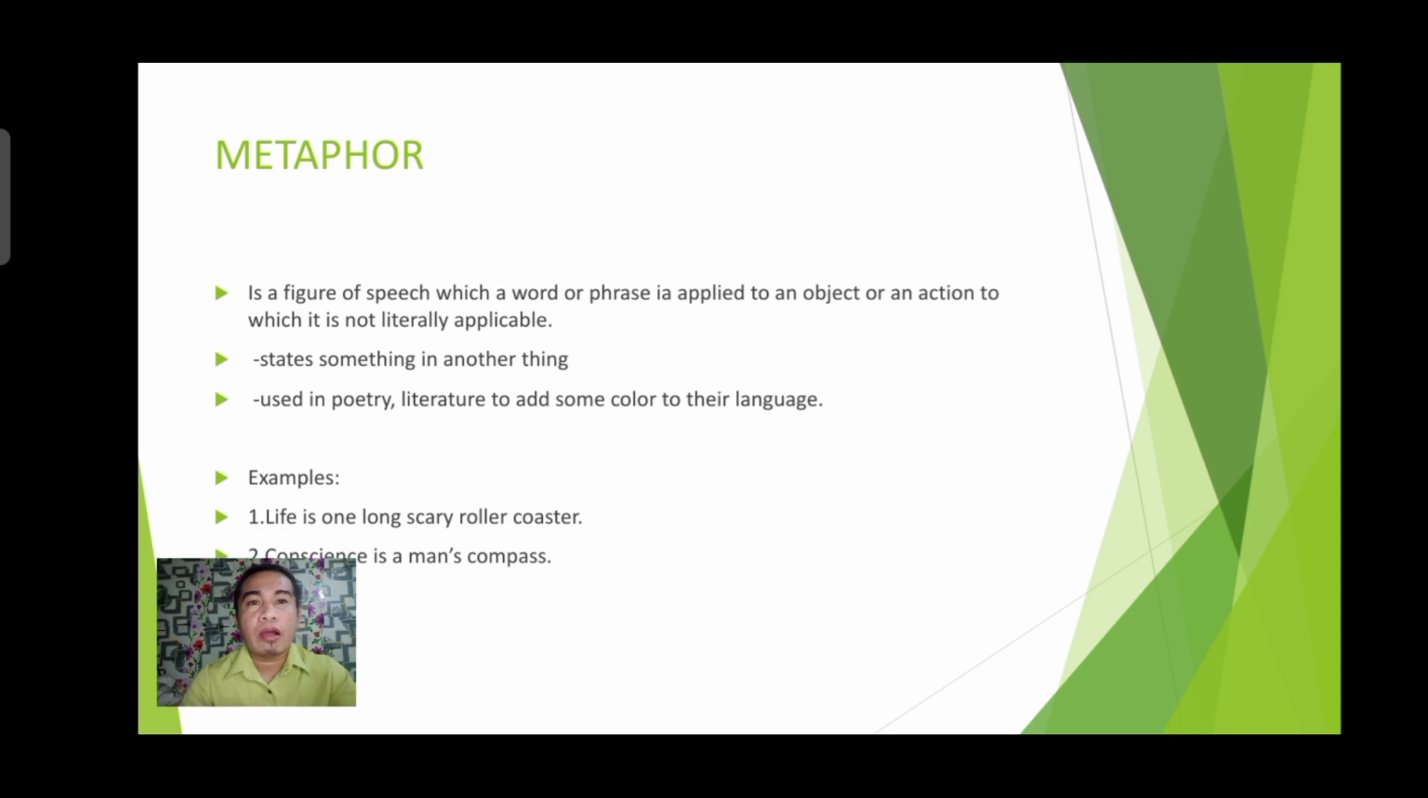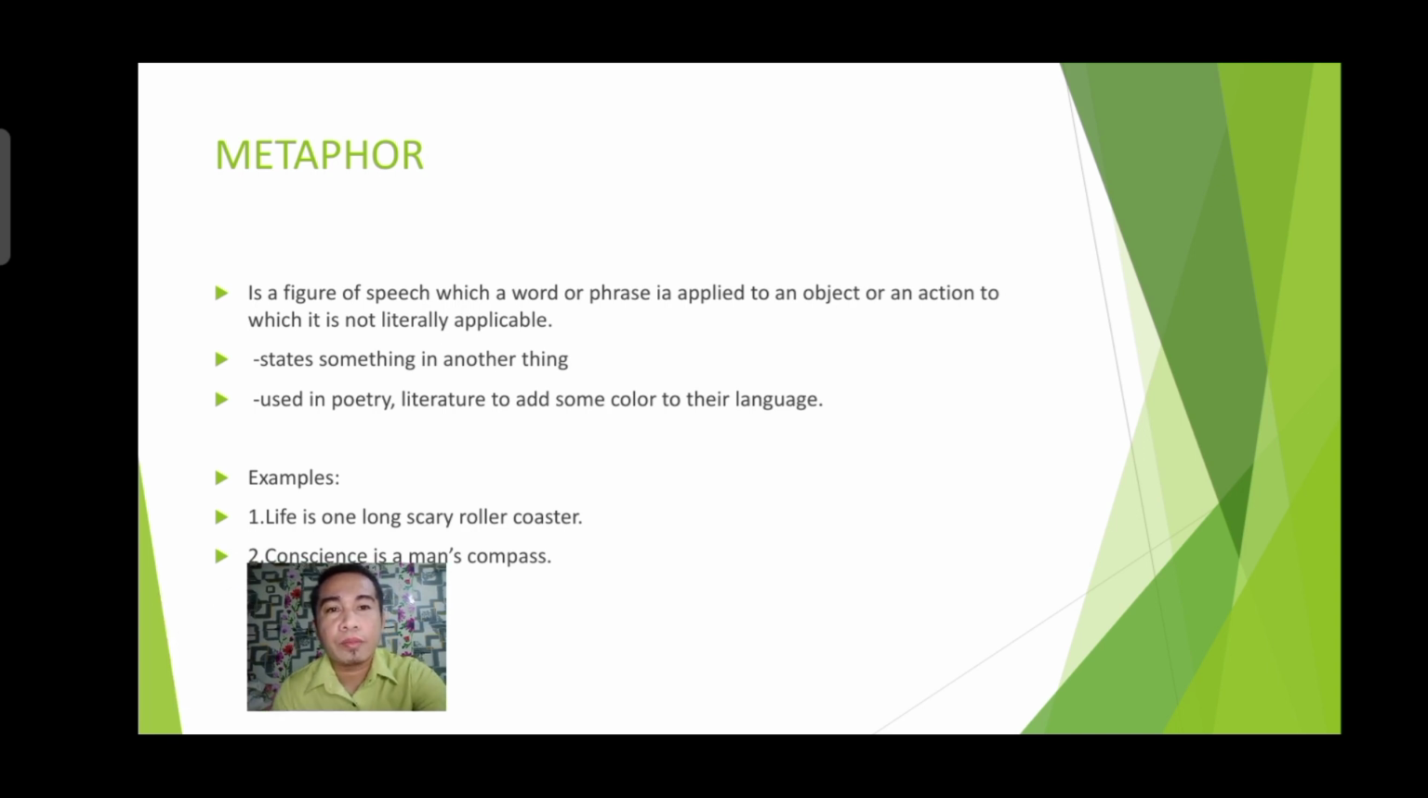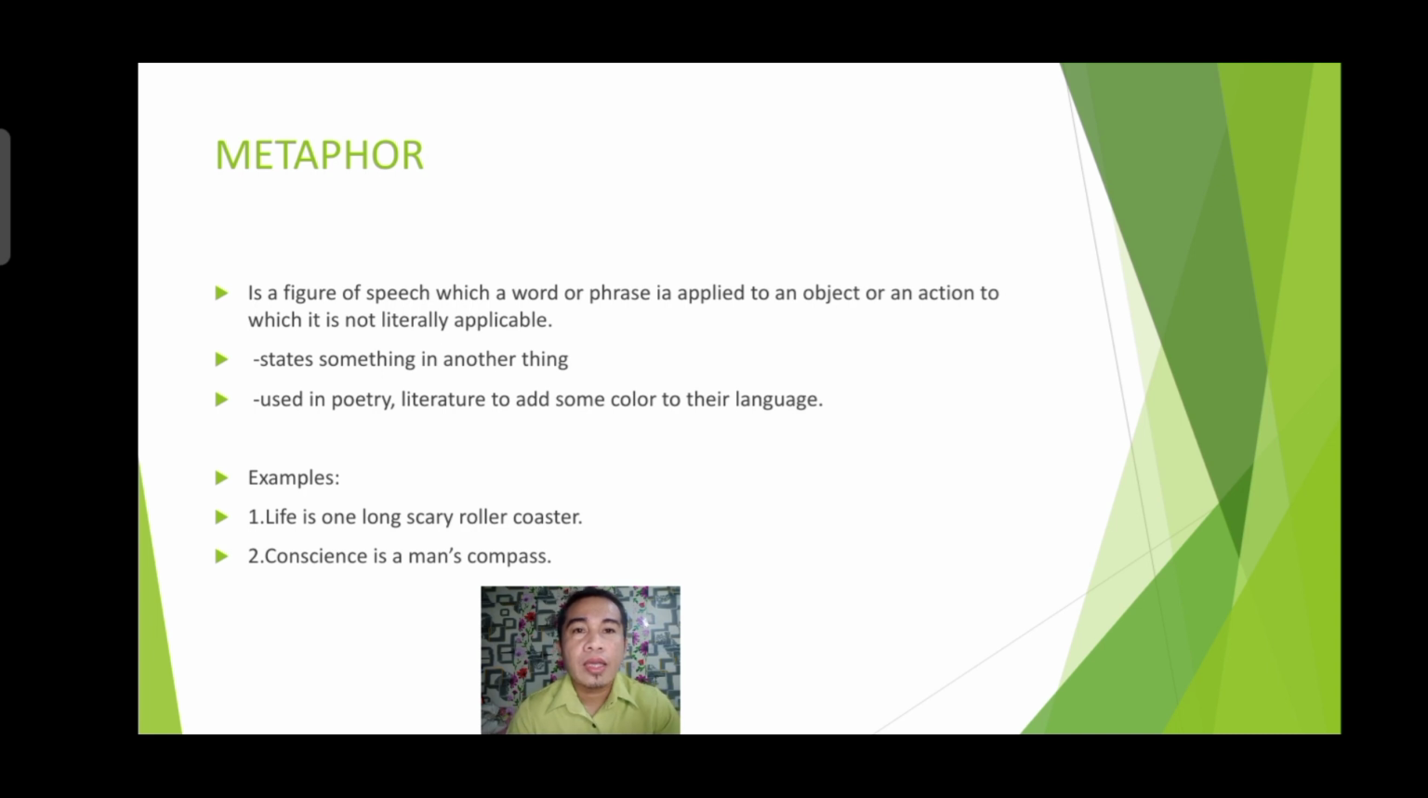Alright, so one is a metaphor. It is a figure of speech in which a word of praise is applied to an object or an action to which it is not literally applicable, or maybe it states something in terms of another thing, or it is used in poetry and literature to add some color to their language. Example: life is one long scary roller coaster.